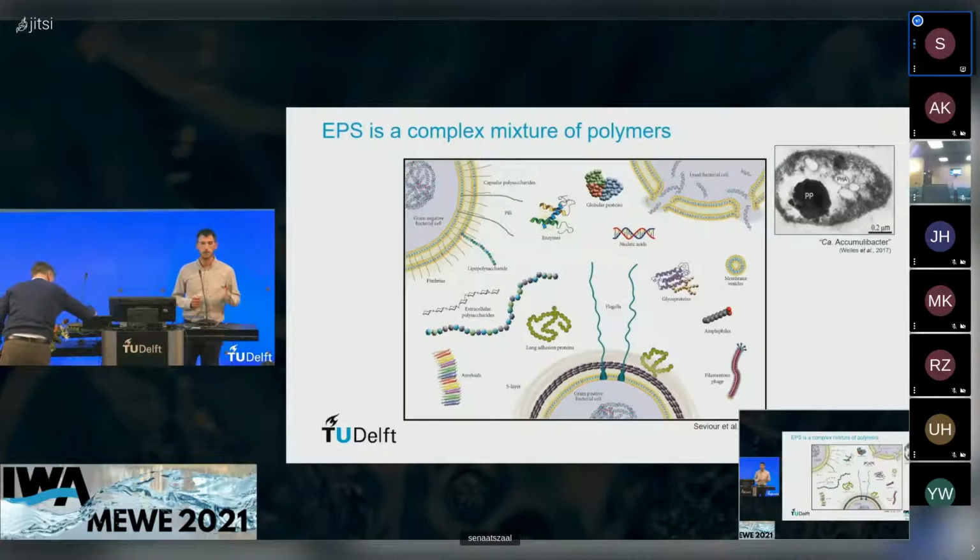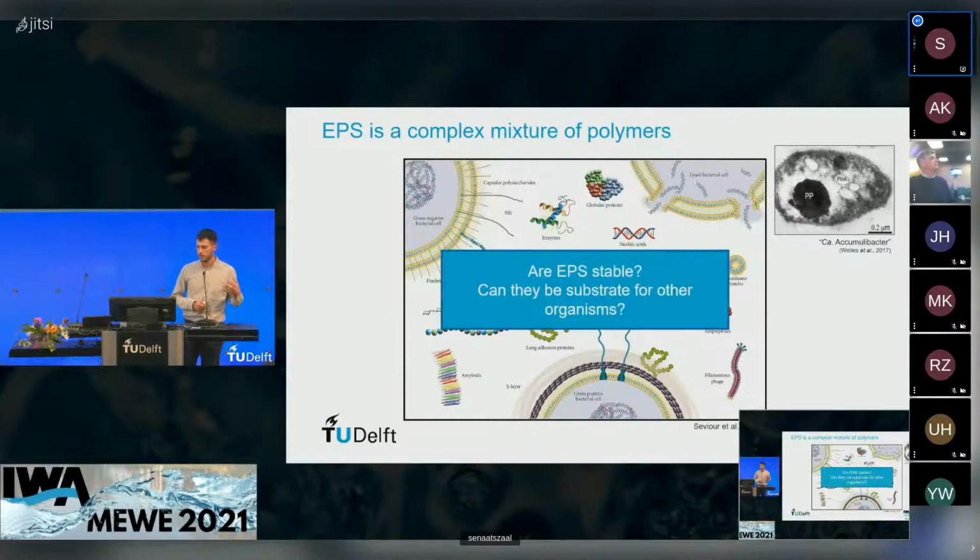And we normally see these polymers as something the bacteria produce themselves as a product of the metabolism, but we could also wonder if these EPS are stable, or if they could also be a possible substrate for other organisms present in our enrichment or in their own environment.